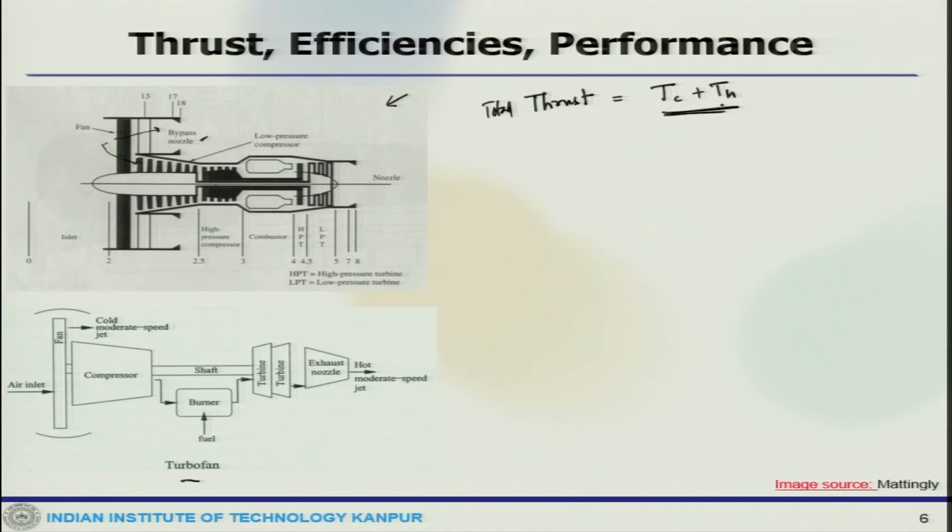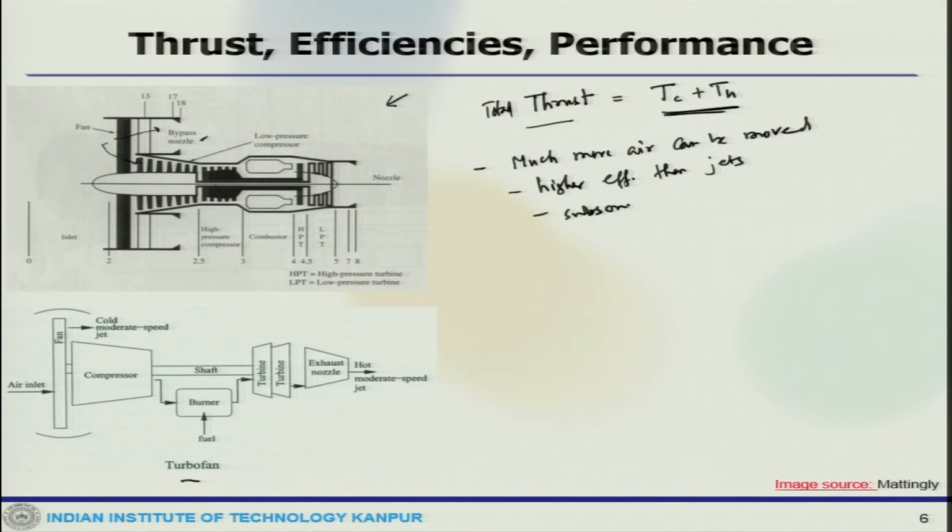So, you have two components, which means the bypass contributes to thrust production, and what it allows, compared to a turbojet, is that much more air can be moved, efficiency is higher than turbojets, and it can go from subsonic to supersonic application.